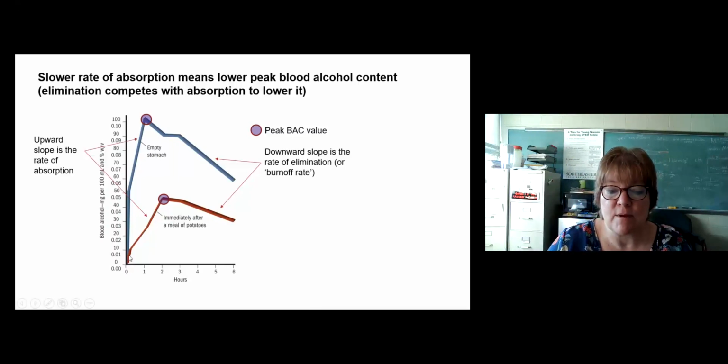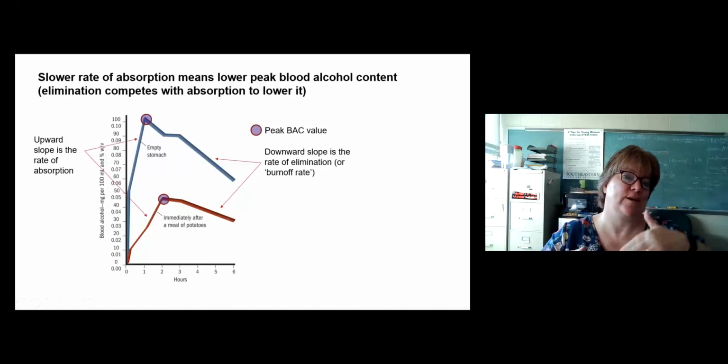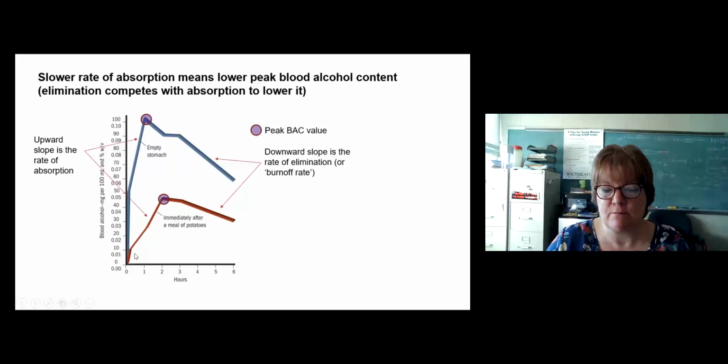On an empty stomach with a very fast, steep absorption rate, note that I get to a very high peak level. This peaks out at 100. This is in milligrams per 100, so this is not in blood alcohol content percent, but it's up at 100. It's definitely big. And then I have my burn-off rate. Note that this burn-off rate is a little bit steeper than this one, so they're showing it can vary, but the big thing that's going to be a factor is the absorption rate.